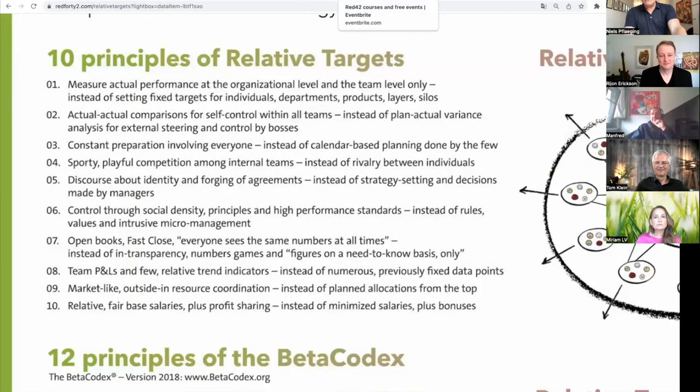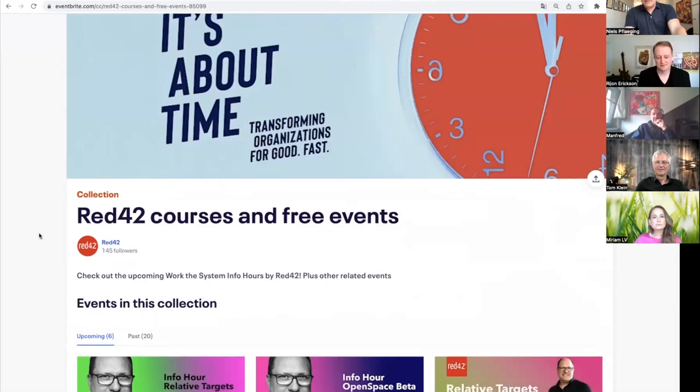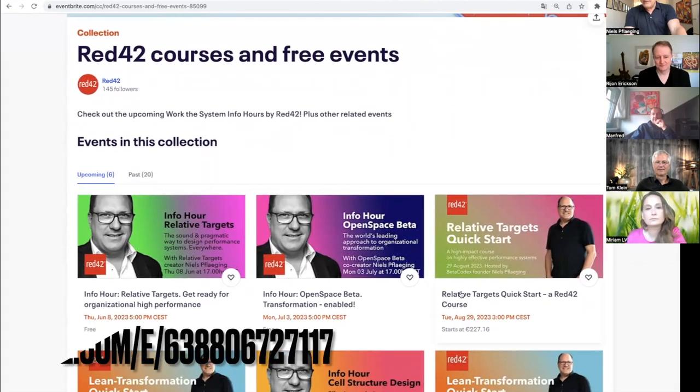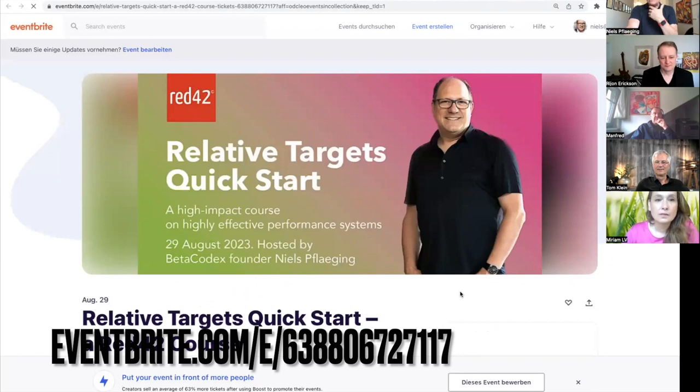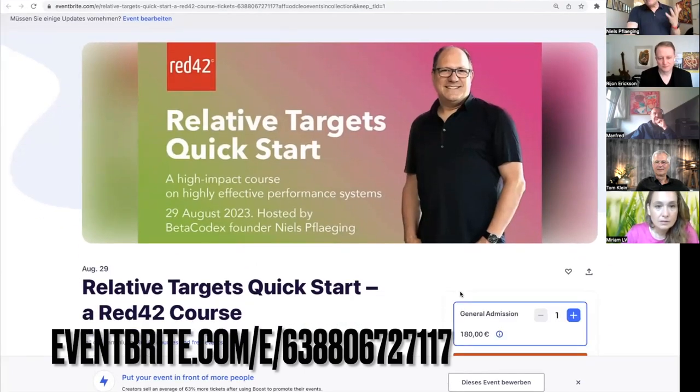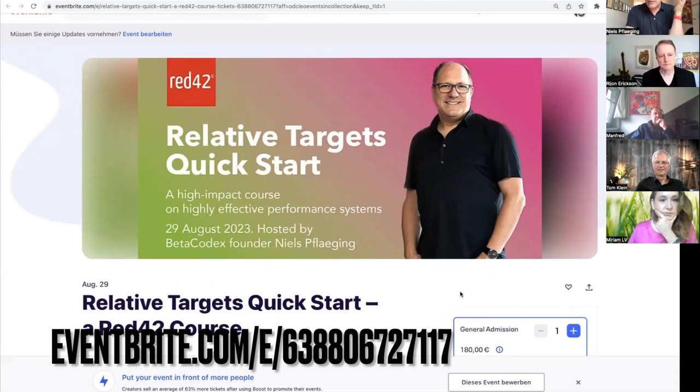And of course, if you do want an additional deep dive into learning, there are two options coming up in the next several months, right? Yes, this I should mention. Just to share the image here with you again from my browser, this is the overview of Red 42 events. What we are offering now as Red 42 is this kind of short workshop. We call it Relative Targets Quick Start, a 2-hour high impact course. The first of these will happen on 29 August. Anybody can participate. There are tickets available already on Eventbrite. So this is a good learning opportunity for now.